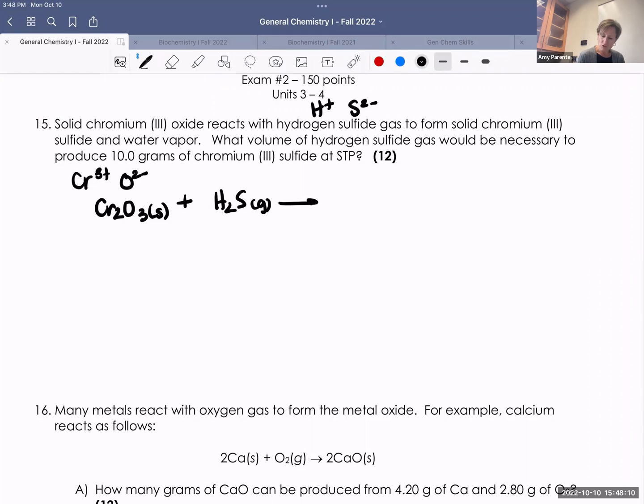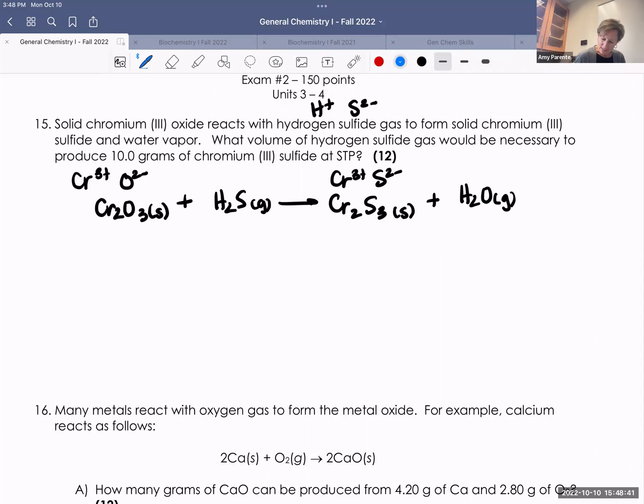It forms solid chromium 3 sulfide. Well, chromium 3 is still going to be chromium 3 plus, and sulfide is S2 minus. So this is going to look just like this, Cr2, but it's going to be S3. And this again is a solid. And then water vapor, so H2O as a gas. So I need to be able to take those names and words and put them into chemical formulas. And then I'm going to need to balance this. Okay.